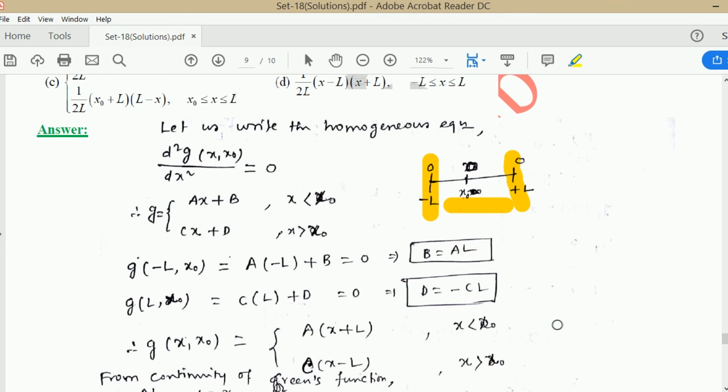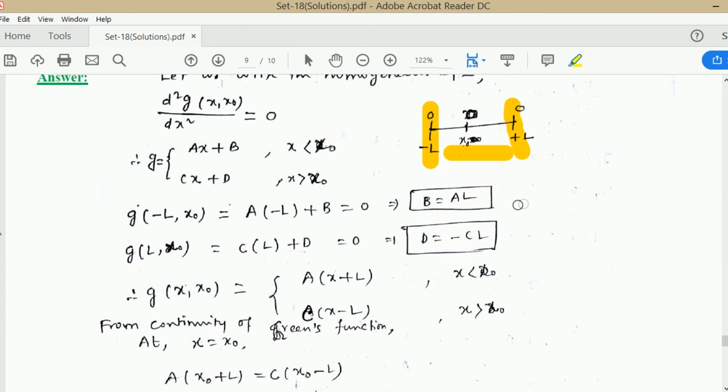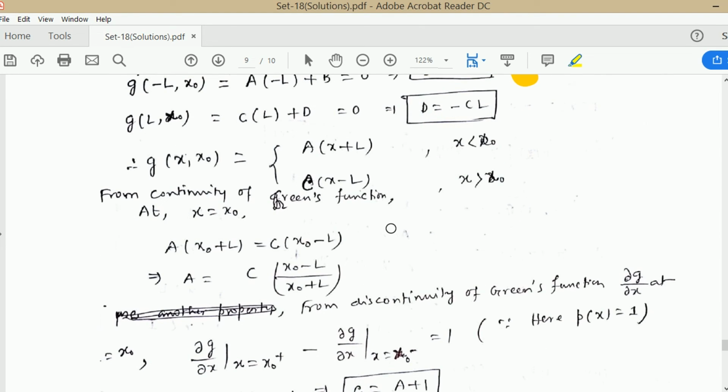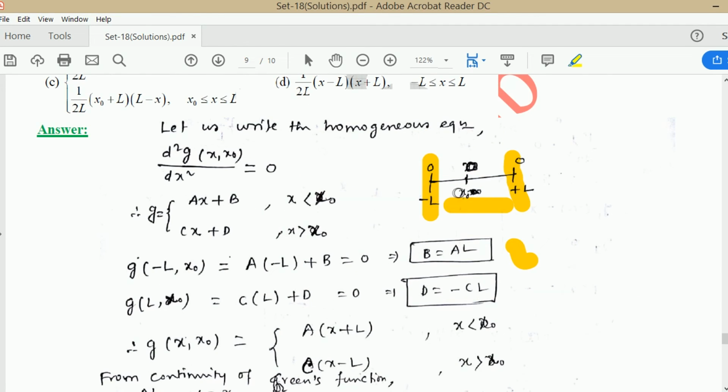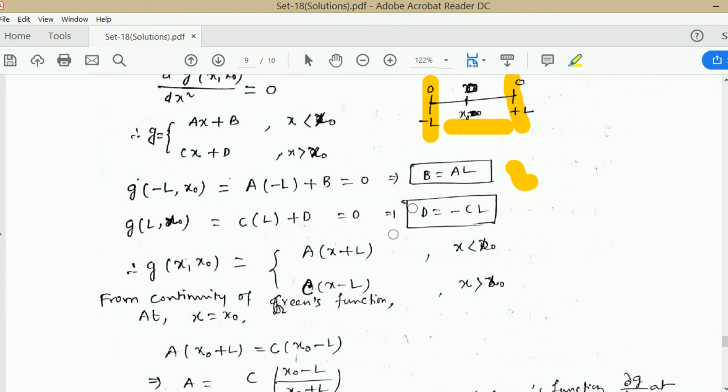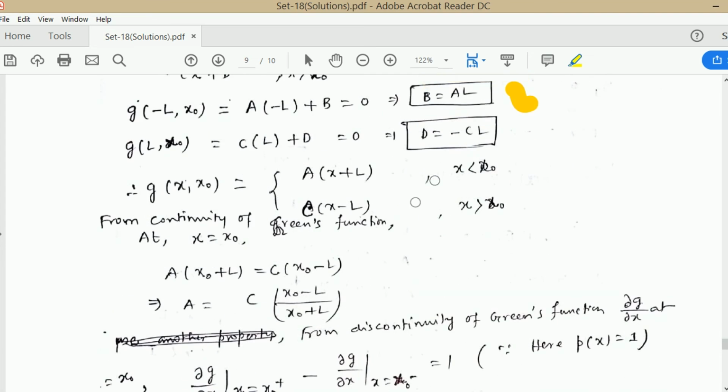Okay. So using these 2 conditions, we removed the 2 constants b and d. Now to further remove the 2 constants a and c, we apply the continuity of the Green's function. So the Green's function is continuous, there is no overall discontinuity. So we apply the continuity at x naught: a into x naught plus L equals c into x naught minus L. So a equals c into x naught minus L by x naught plus L. So we have got this.